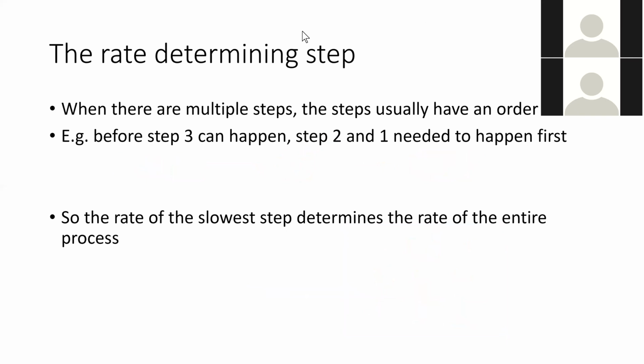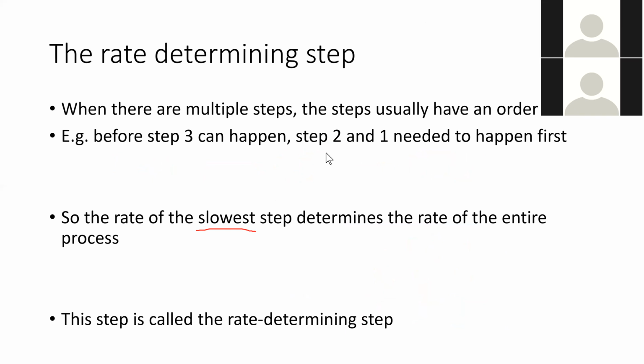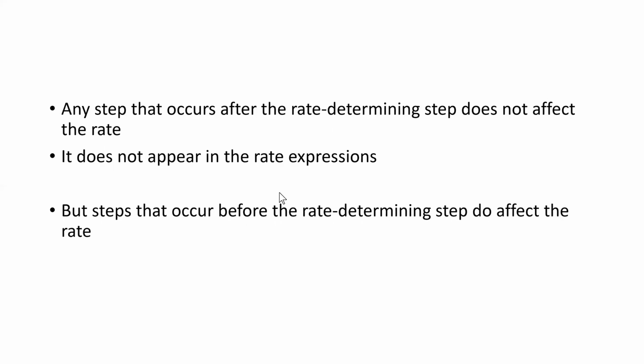So the slowest step, that's the rate determining step because it determines the whole rate of reaction. It's the rate determining step. Or another word, it's also called the rate limiting step because it limits the rate.